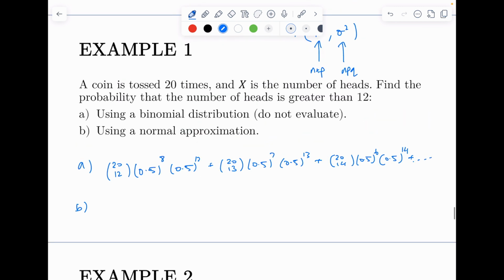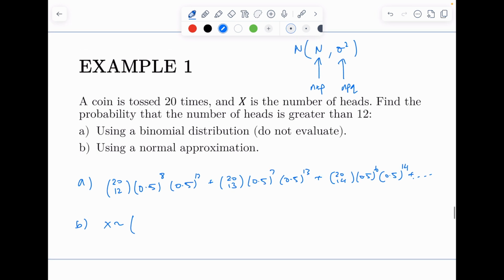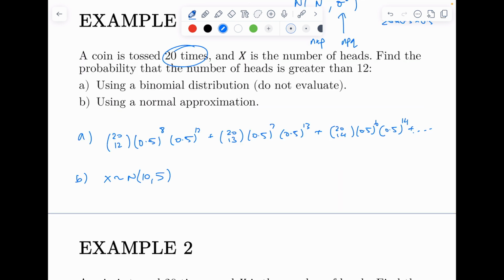But if we can approximate it using a normal distribution, what we can say instead is we have our random variable x, and I'm going to approximate this as a normal. My average is going to be the number of trials times the probability of success, so that's going to be 10, and my variance is going to be 20 times 0.5 times 0.5, exactly the same as the example that we just saw. So what we are looking for is the probability that it's more than 12.